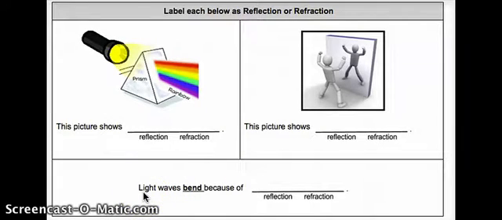Then, this sentence you need to finish with either reflection or refraction. Light waves bend because of, you will choose reflection or refraction. Double check your answers for these 3 questions.